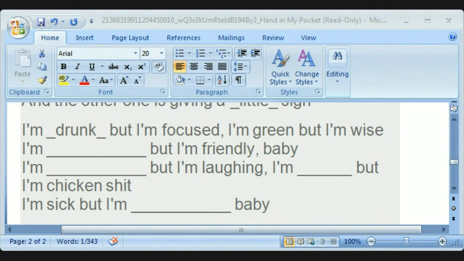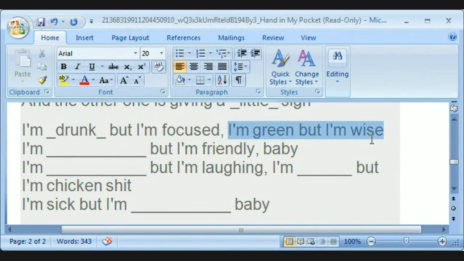But when we say somebody is green with no other words, just he's green, we mean inexperienced. Often somebody who's new at a job or new at a position in a job, we say they're green. It means they have no experience yet. Okay, so that's fairly normal. I'm green, but I'm wise, so you can see the contradiction. I'm green, I'm inexperienced, but I'm wise. Okay. All right.